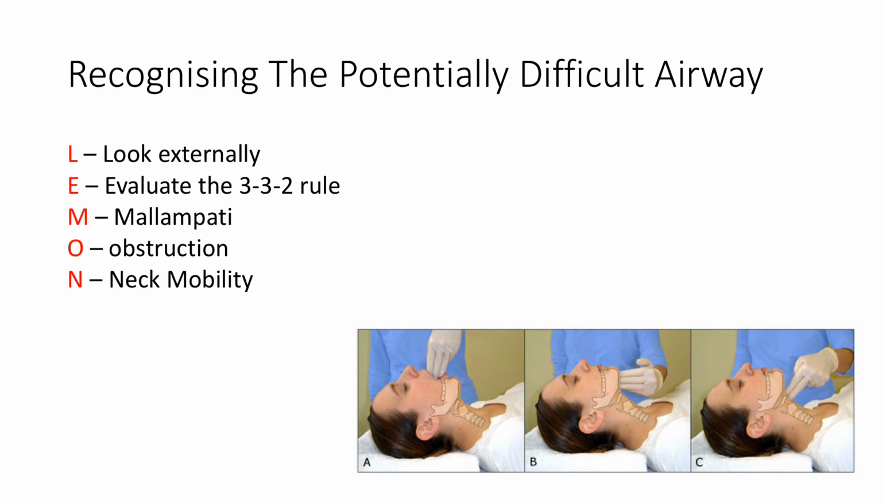The 3-3-2 rule. Can you fit 3 of your fingers in the patient's mouth, or rather, could you? You probably shouldn't go ahead and try that. Is the thyromental distance 3 fingers long or more? And is the cricothyroid distance 2 fingers or more? So you're looking for patients who don't have a short thyromental distance that's associated with difficult airway, and a short cricothyroid distance also associated with difficult airway.